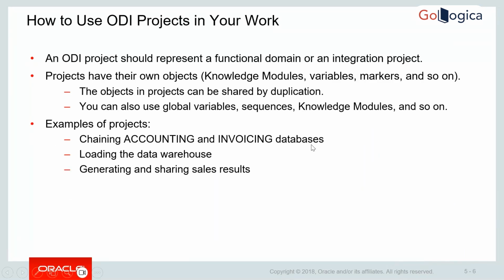Generally, based on my requirement, I create a project, and each project will have its own knowledge modules, which we are going to use in the mappings. And we have global knowledge modules also, which can be used in any project. But the project knowledge modules can be used only in that project.